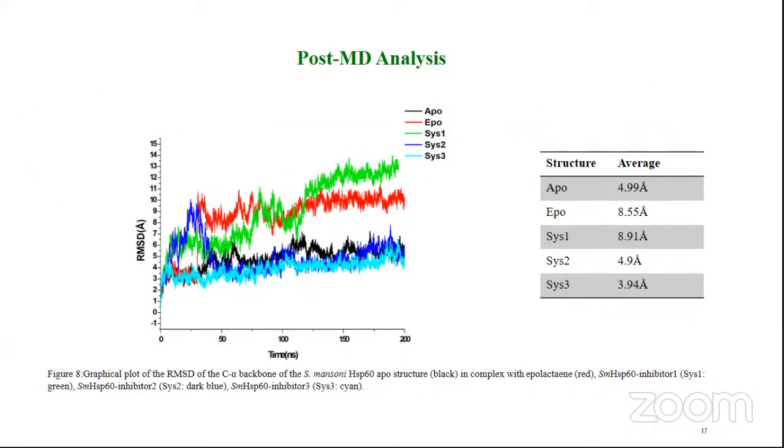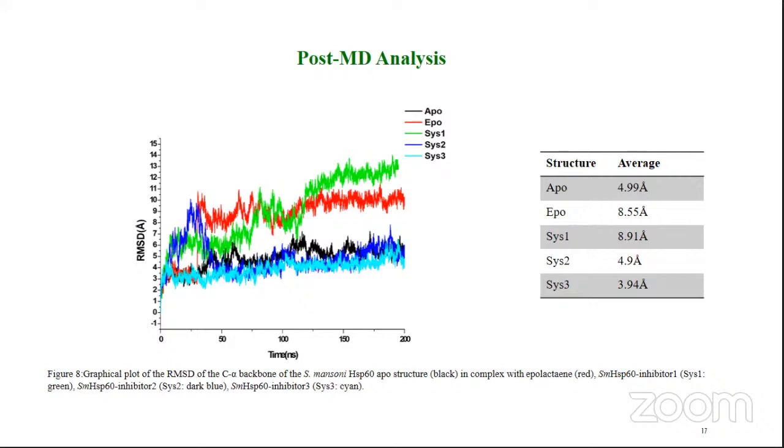The simulations that were run, the trajectories were analyzed, and they began with determining the root mean square deviation, which is an indication of deviation from the original SmHSP60 structure, which is shown in black as the upper structure. All the simulations were run for 200 nanoseconds, and all the complexes with the derived inhibitors were compared to that of epolilactine, the original inhibitor.